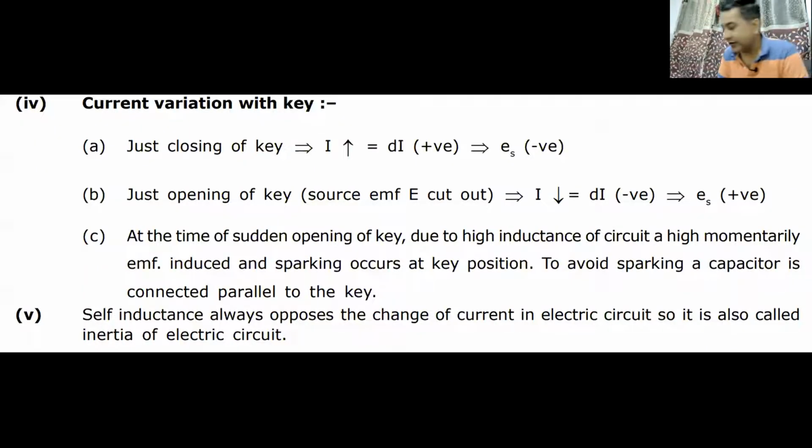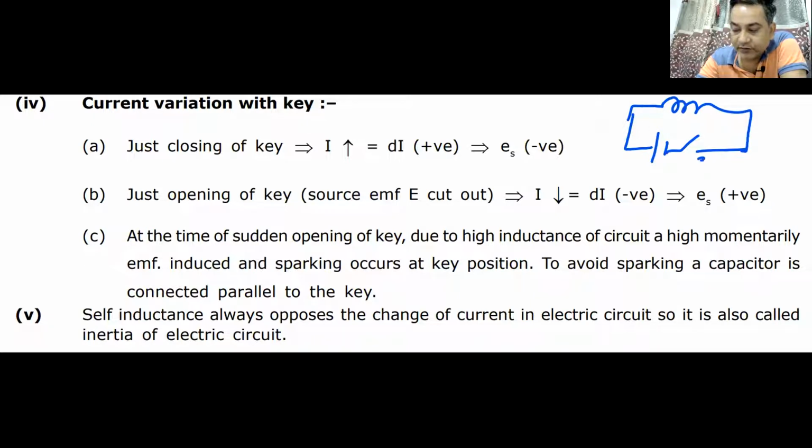Now you will come across cases where you will see a question on what will happen when the key is open and what will happen when the key is closed. When they are talking about the key, what they are talking about is when you switch on or switch off the circuit. So there will be an inductor in the circuit, there will be a switch or a key. As you can see, I have drawn it. What will happen when the switch or the key is opened or closed?